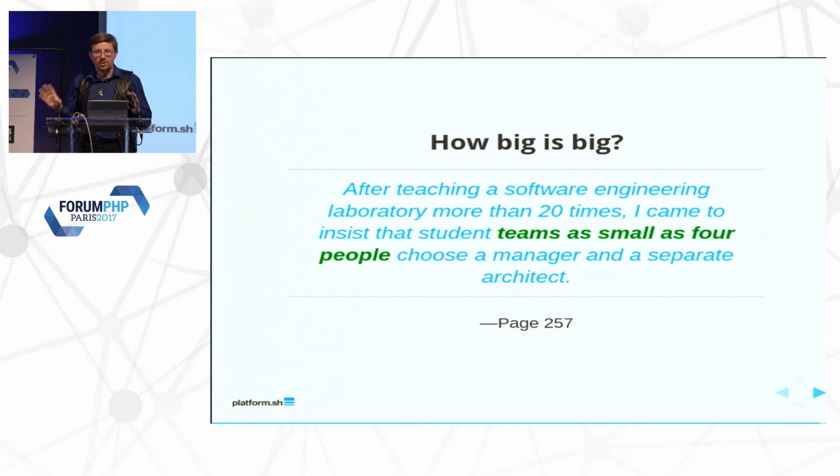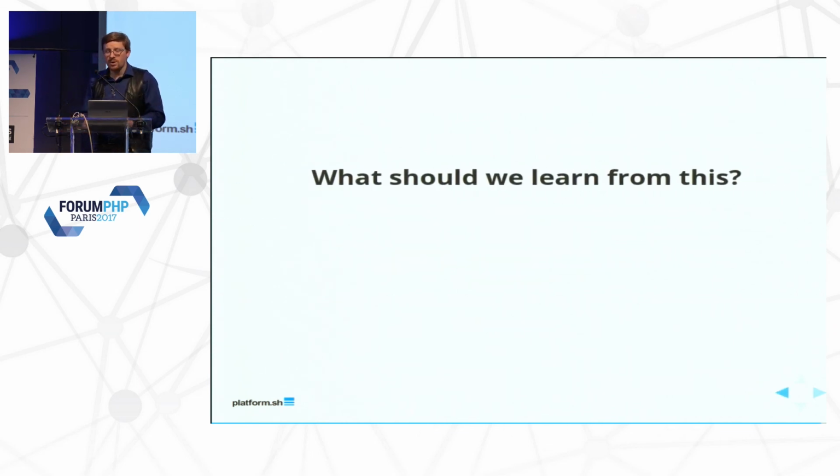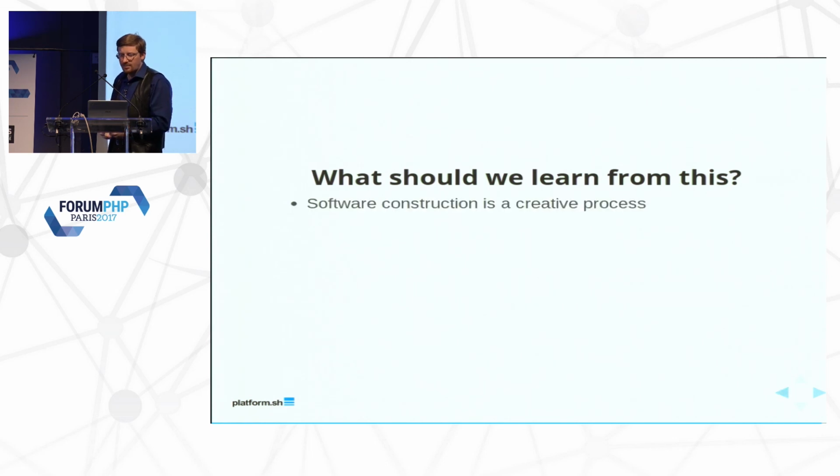Either the architect or the manager can be the boss, the one actually calling the shots and with final authority. Doesn't matter which one it is, as long as everyone agrees which one it is. Project manager, architect, and implementers for a team of 4. So what should we be learning from this?